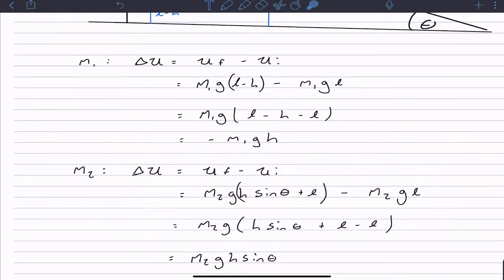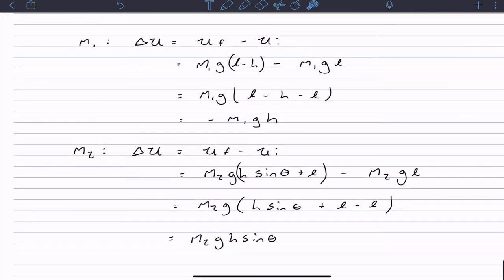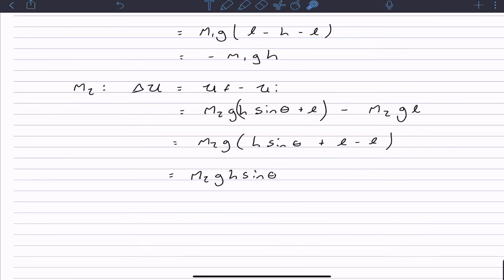So there you have it. The overall change in the potential for block 1 is negative M1GH. The overall change of the potential for block 2 is M2GH sine theta.